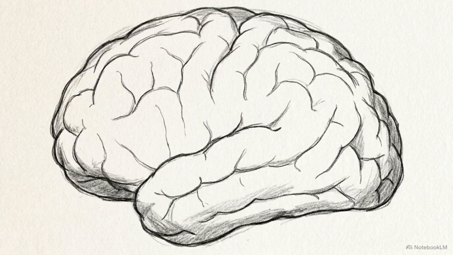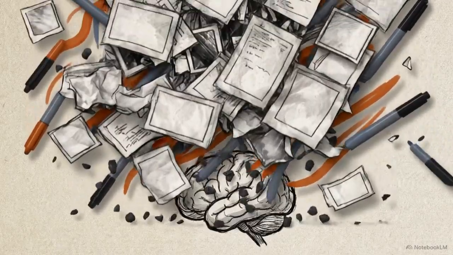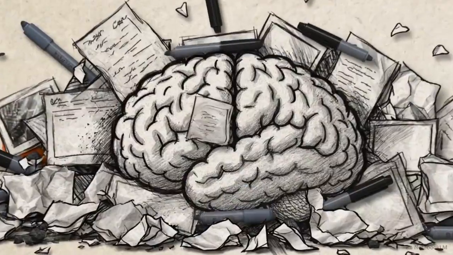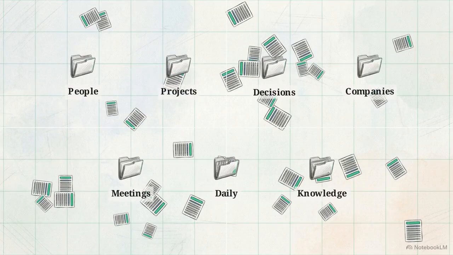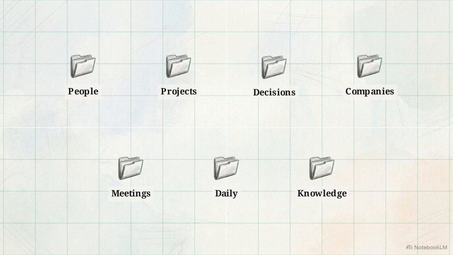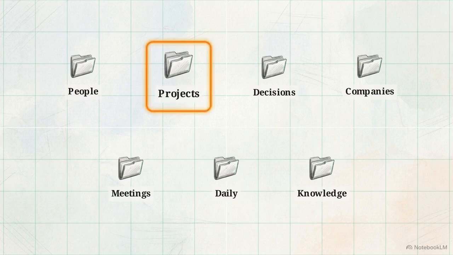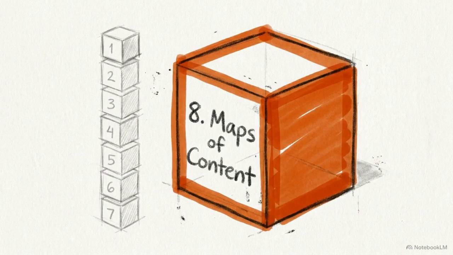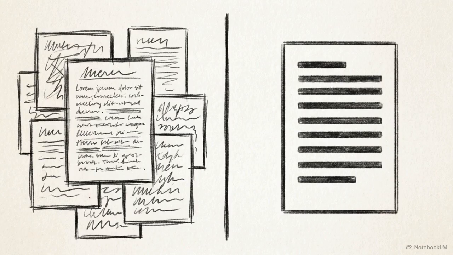Now we have a brain, but it's empty. If you just dump unstructured information into it, the AI will drown in the noise and eventually hallucinate bad answers. We solve this by wiring the brain with a strict, rigid folder hierarchy. We need to clearly segregate every piece of context so the AI knows exactly where to look. Set up these 7 mandatory folders inside your vault: people, projects, decisions, companies, meetings, daily, and knowledge. As your vault grows, you can add an advanced 8th folder called Maps of Content, which you will use specifically to consolidate and summarize dense bodies of work, like complex project plans.